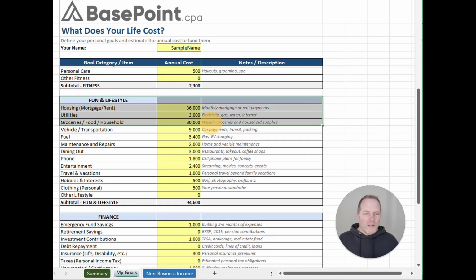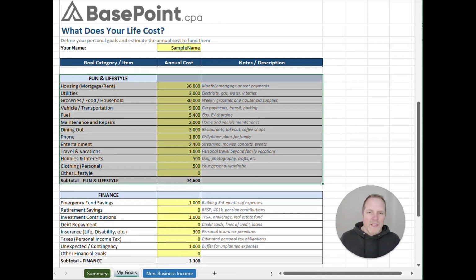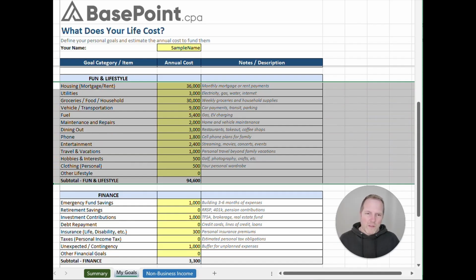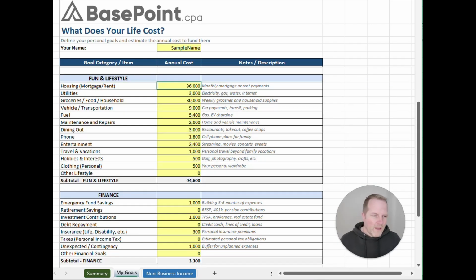So let's move on to fun and lifestyle. Again, this is going to be typically the lion's share of your cash flow requirements. Now, when we're looking at some of these things, I just want to say, because I've got $36K sitting here for rent or mortgage, it's going to be high. It's about $3,000 a month. Now, that might be because maybe you came into the market at a tough time and you've just got really high mortgage payments, or maybe it is that you want to live somewhere else, okay?